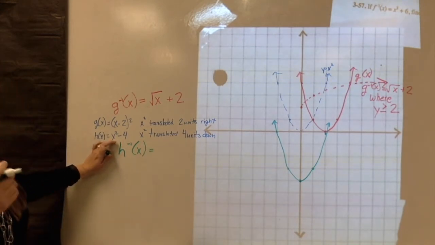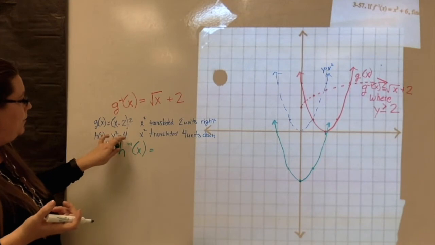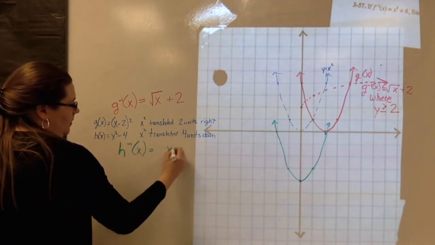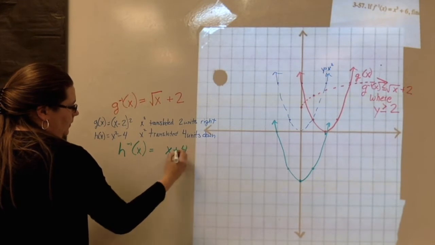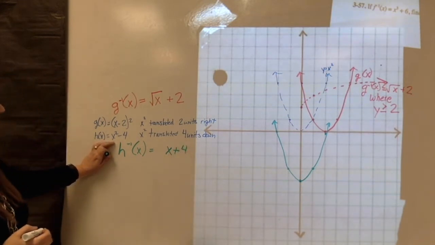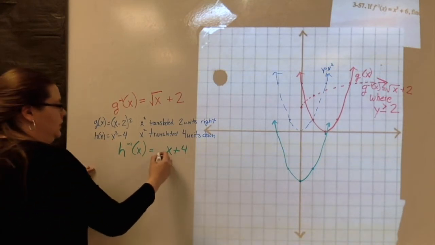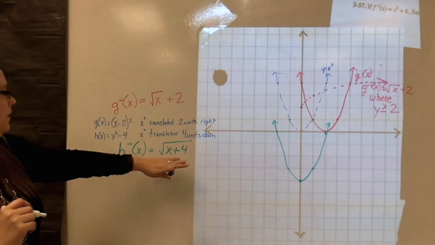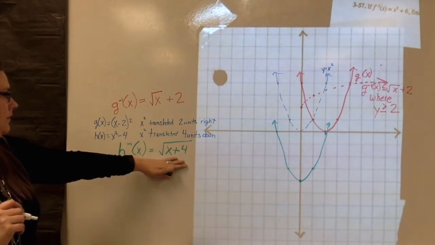And we think about what originally happened to the x in h of x. Well, the last thing that happened was 4 was subtracted. So we're going to start by adding 4. And in the original equation, the first thing that happened was x was squared. So the last thing that we're going to do is take the square root of the whole thing. So this is our inverse function.